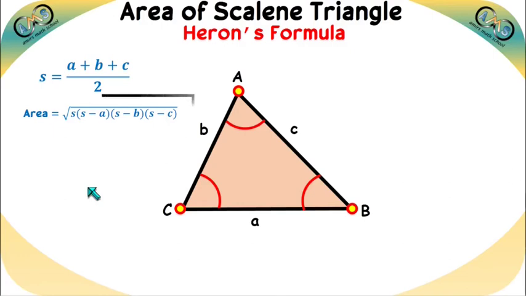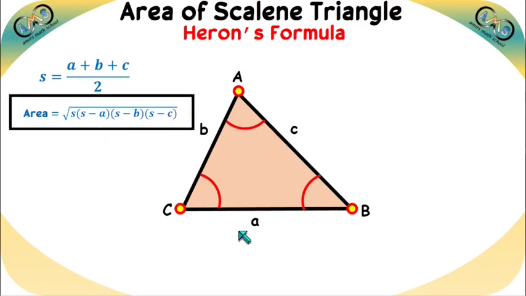So this is the formula to find the area of the scalene triangle. That is, when three side lengths are given, we can easily use the formula to find the area of the triangle. So how do we get this formula?